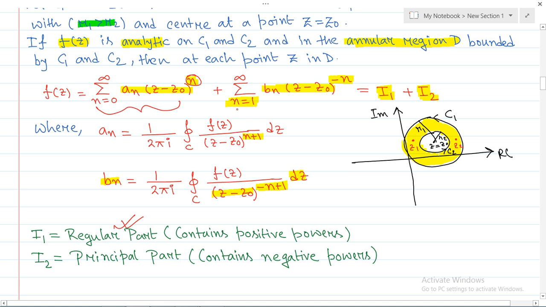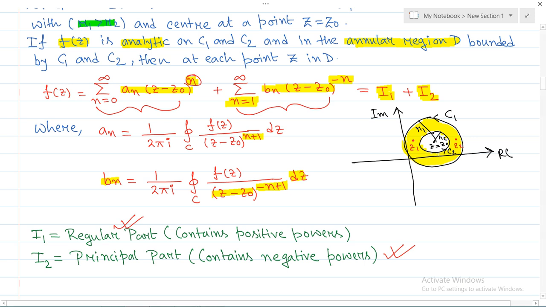And for the second part, this is very important. In the next video lecture we are going to explore many things depending on the second part of this series, which will contain the negative powers only, b n (z minus z0) whole to the power minus n. So this part is known as the principal part of the Laurent series. Okay, so this negative part is known as the principal part of this Laurent series.